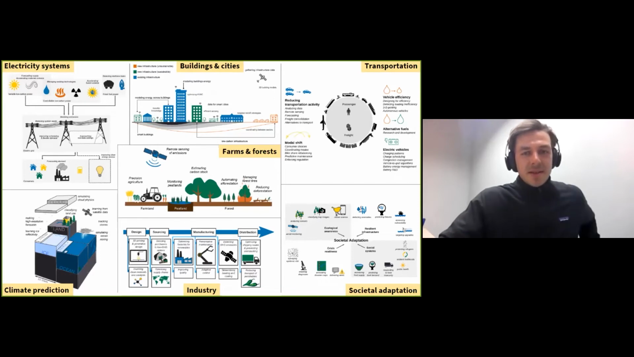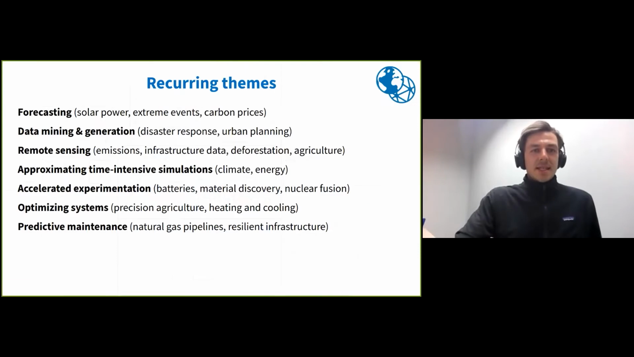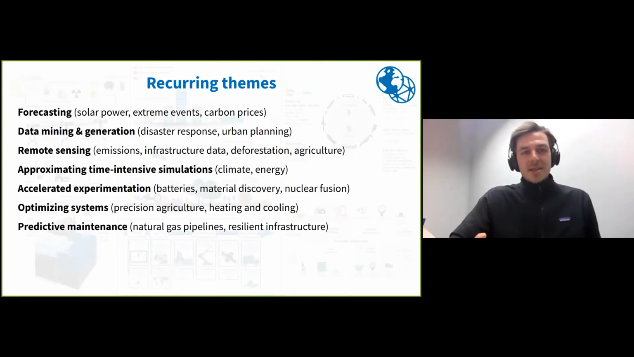I want to take a bit of a different approach today to show you examples, in that throughout these sectors we have recurring themes, so patterns that recur across the different industries. For example, forecasting is used in different sectors, and the other themes that I showed here as well. And in the following slides, I want to give one example each for these recurring themes.